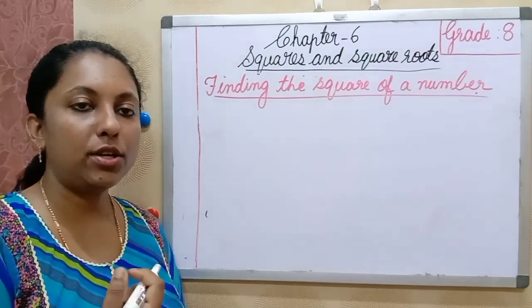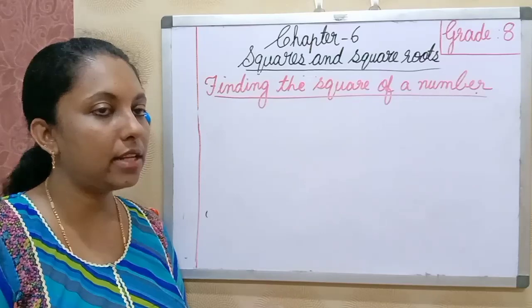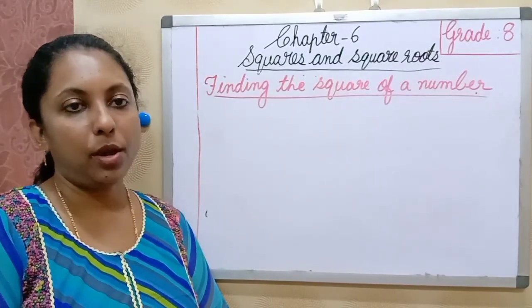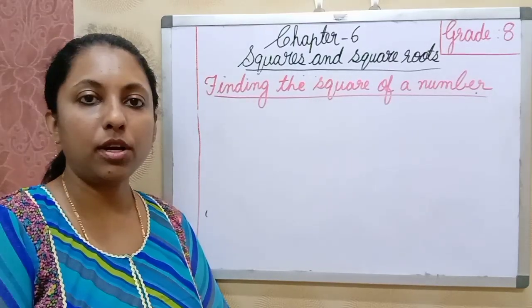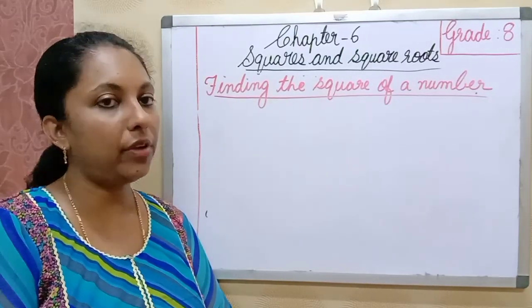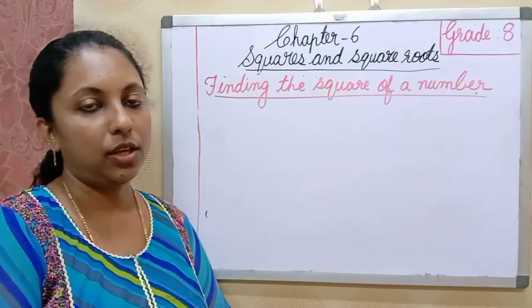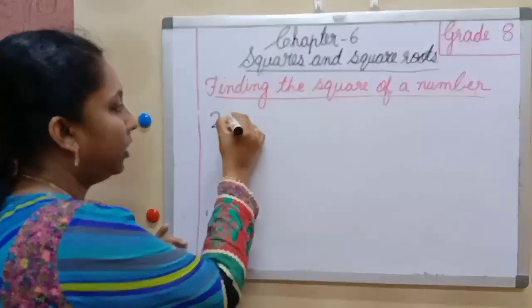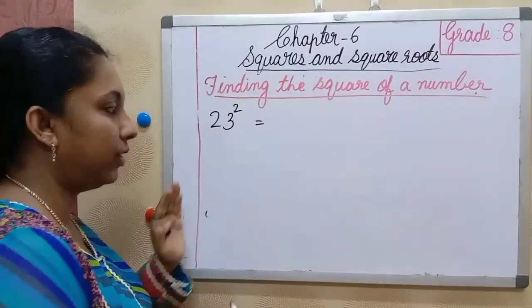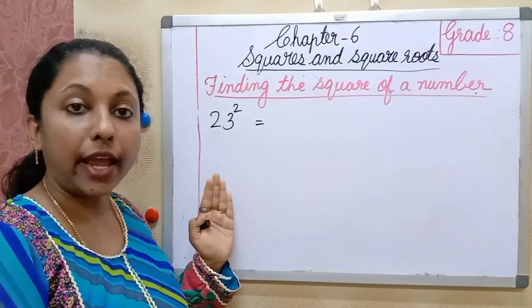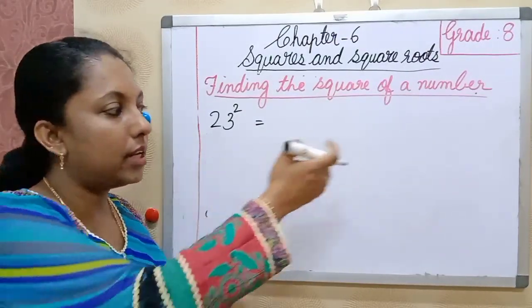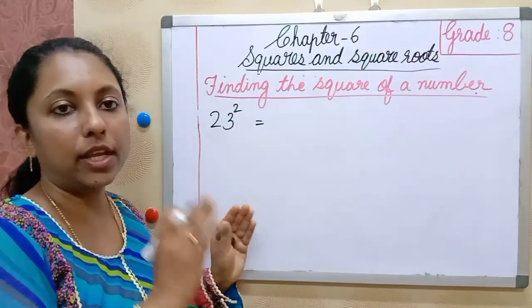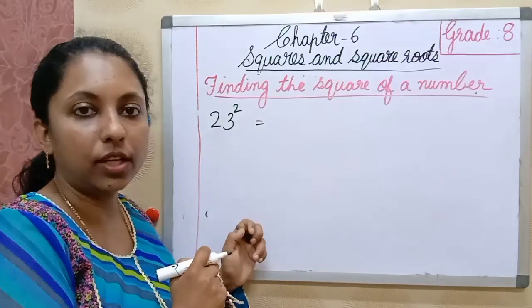Next topic is finding the square of a number. 1 square is 1, 2 square is 4, 3 square is 9. See, 1 digit number, it is very easy to find the square number. But if it is a 2 digit number or 3 digit, 4 digit, etc., it will be very difficult to find the square number. So, how can we find the square of 23 without using actual multiplication? Actual multiplication, we can multiply 23 into 23.